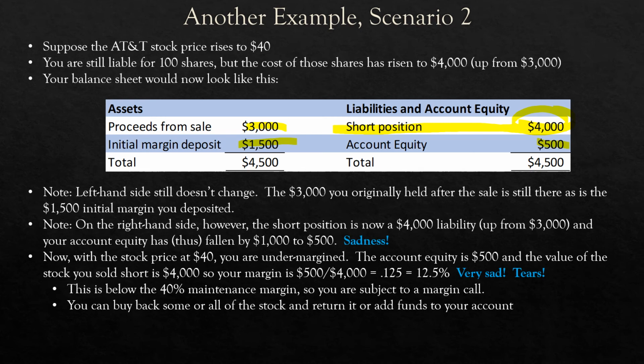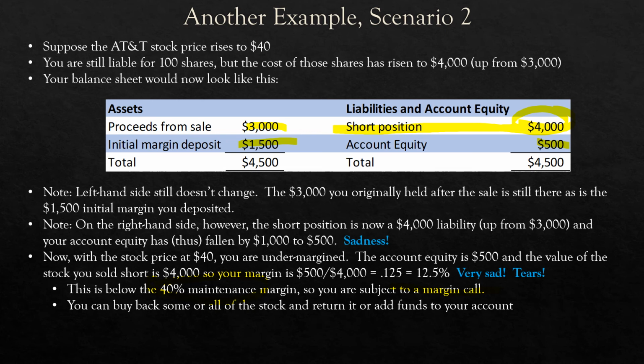So that's sad. Now with the stock price at $40, you are under margined. The account equity is $500 and the value of the stock you sold short is $4,000. So your margin is now $500 divided by $4,000, which is 0.125 or 12.5%. So that's very sad, because you are now subject to a margin call, because that 12.5% is below the 40% maintenance margin.